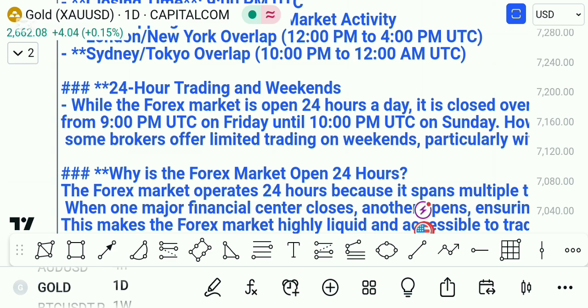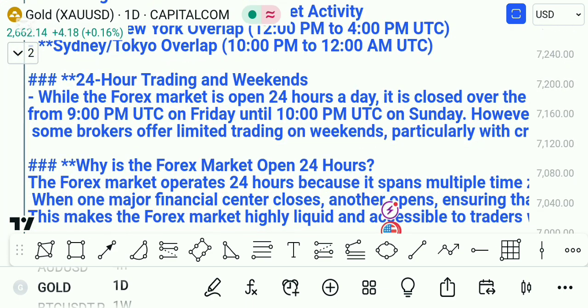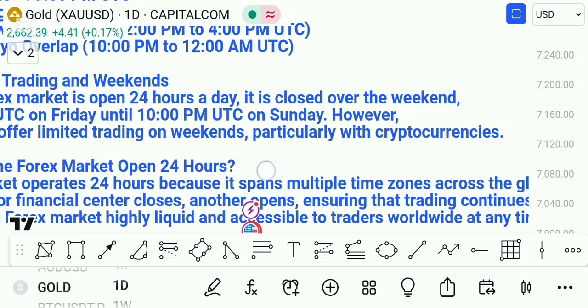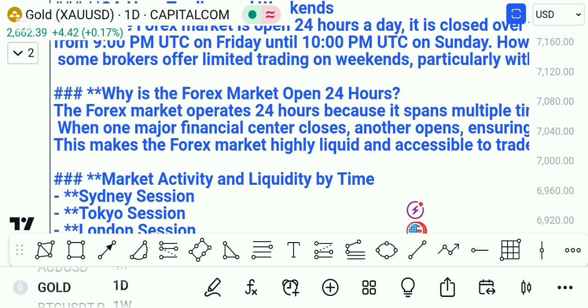So trading opens over the weekend from 9 and closes on Friday at 10 p.m. That's on Sunday. However, some brokers offer limited trading on weekends, particularly with cryptocurrency, guys. Now, why is it that the forex market opens 24 hours?